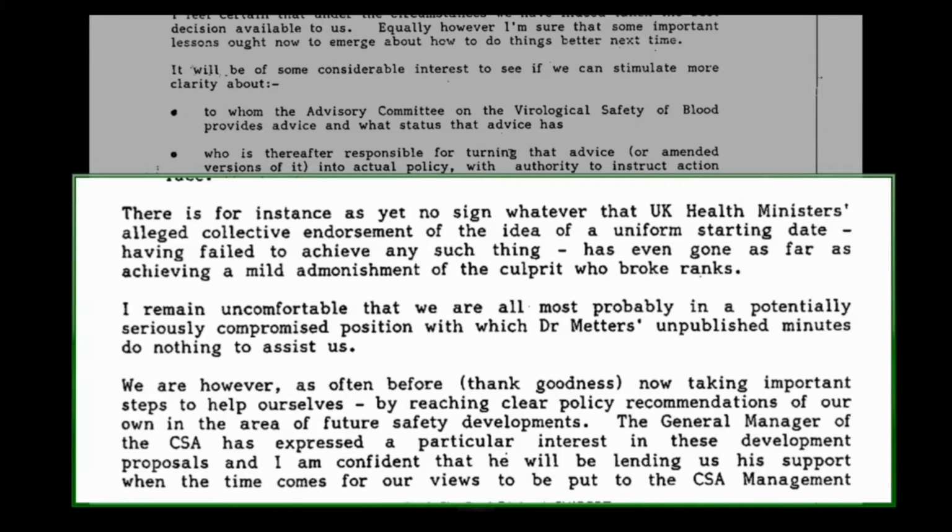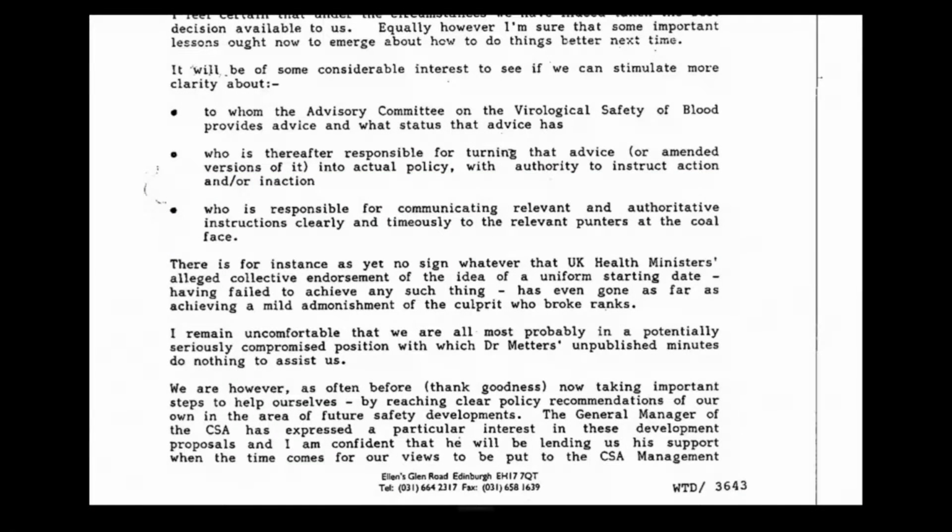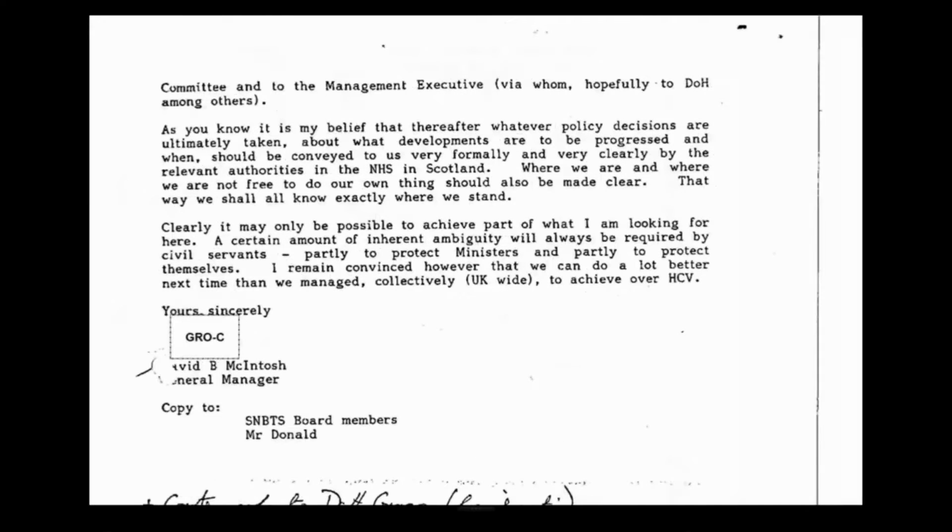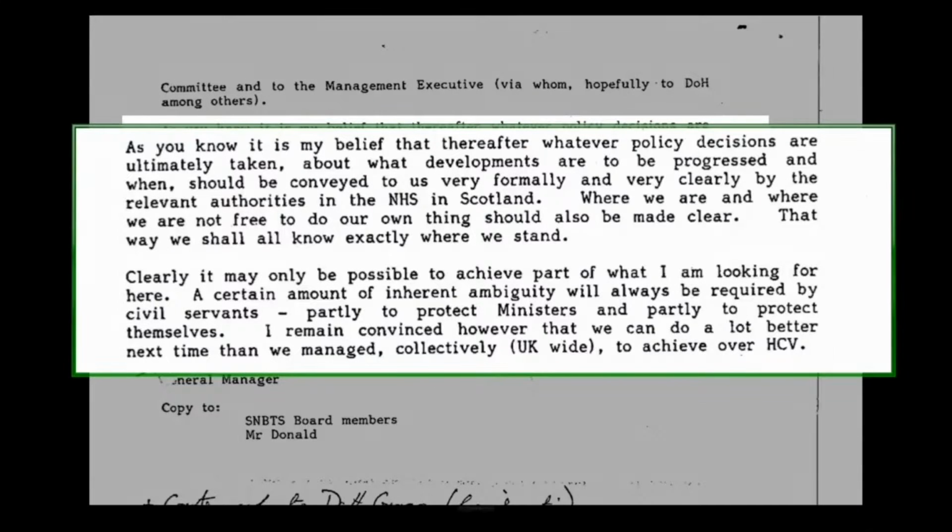And then he says, we are, however, as often before, thank goodness, now taking important steps to help ourselves. And then if we go over the page, pick it up in the second paragraph, as you know, it's my belief that thereafter, whatever policy decisions are ultimately taken about what developments are to be progressed and when, should be conveyed to us very formally and very clearly by the relevant authorities in the NHS in Scotland. Where we are and where we are not free to do our own thing should also be made clear. That way we shall all know exactly where we stand.